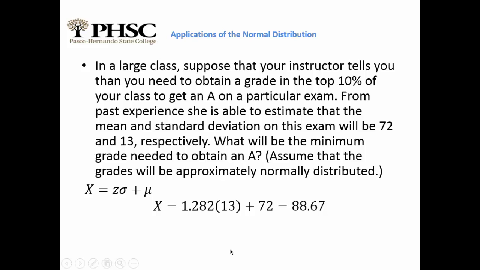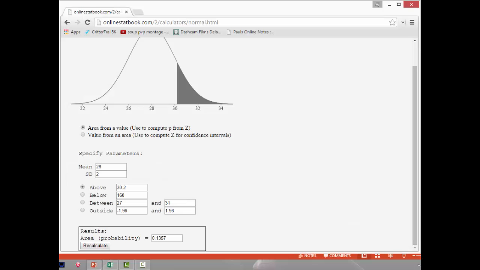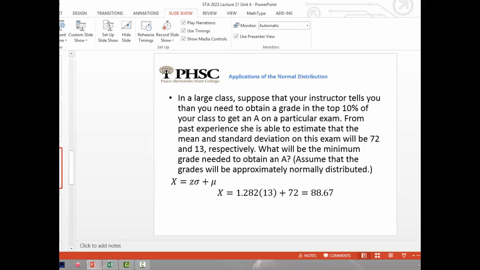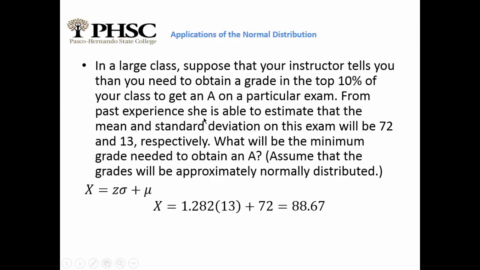But there's a piece of information that we're not sure how we got, which is this 1.282. How do we get this? Well, we're looking for the top 10%, which means that 90% is below. So using the website, I can get a value from an area, and this is going to be 0.9. And I want below, and I get 1.282, which is the Z-score that corresponds to a 90% probability. And then I use this information with the mu and the standard deviation to find the minimum score, which in this case was 88.67.